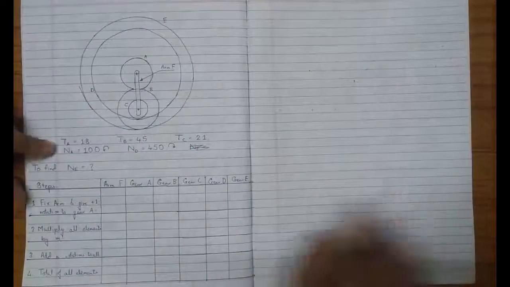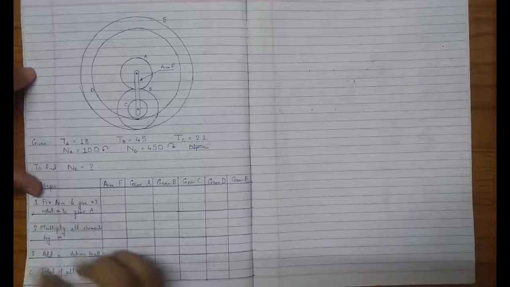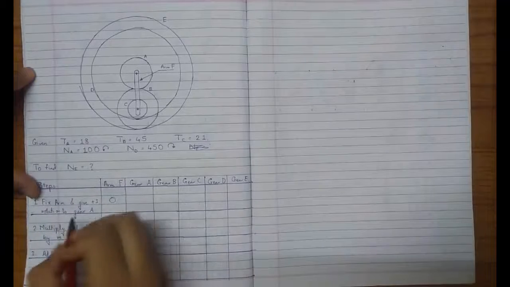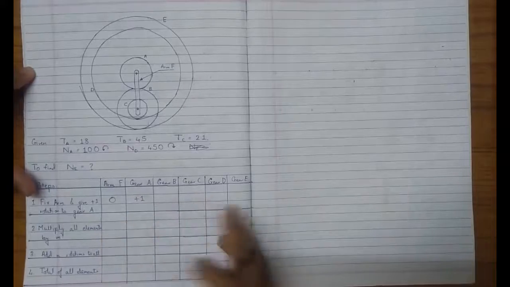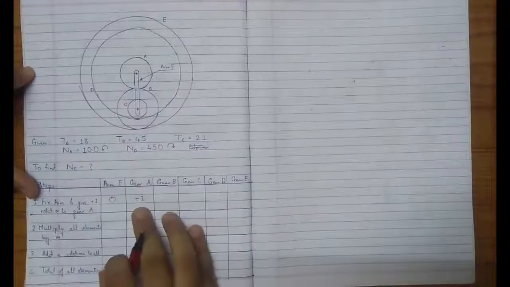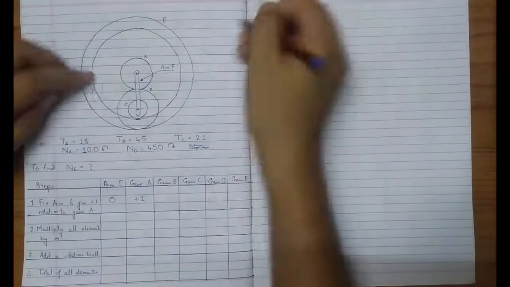As always, I have drawn the table before only to save time. So fixing the arm, so it will be 0, giving +1 rotation to gear A. You can select any gear you want. I have selected the first one. So it becomes +1. A and B are directly meshed with each other.